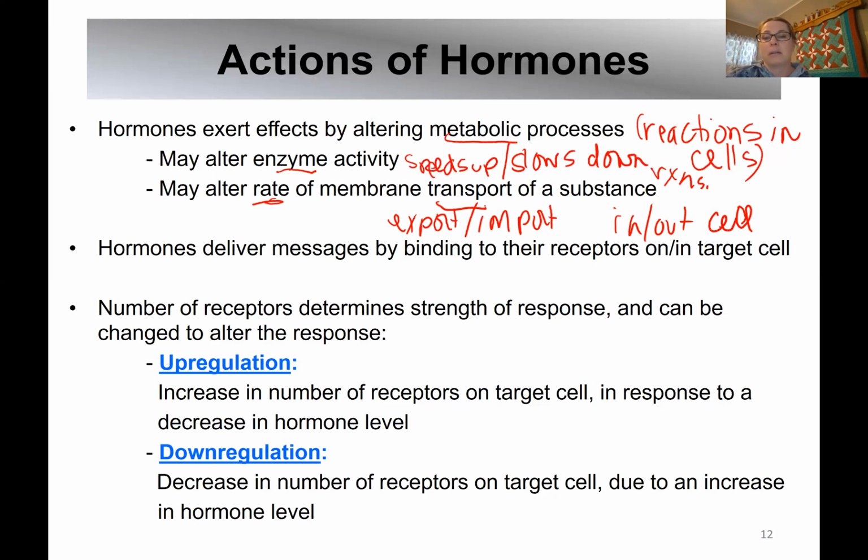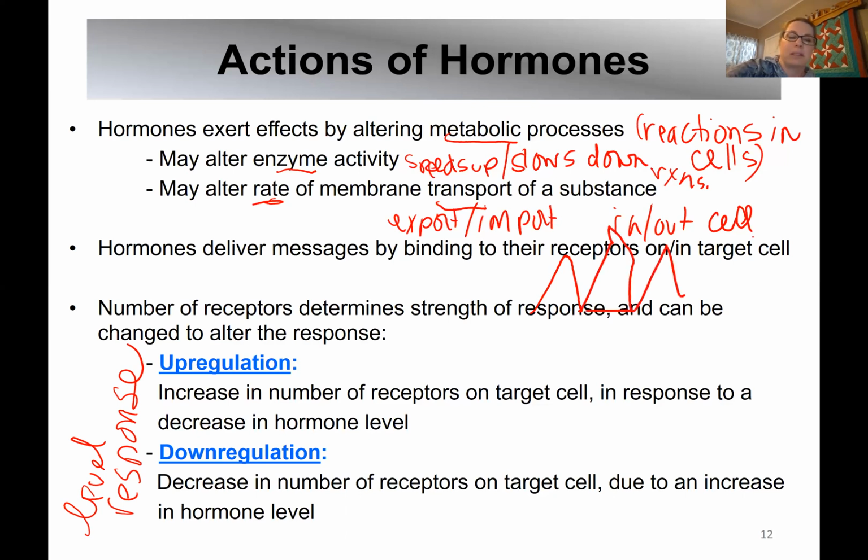Now the body doesn't want to have just these huge changes in response, right? We want to maintain homeostasis. We want to have some sort of a balance, a level response. So we don't want to have big response, then low response, and those ups and downs. We want more of a level response. And so one way that the body can try to level that response off is through up and down regulation. The body can change the number of receptors on specific types of target cells.